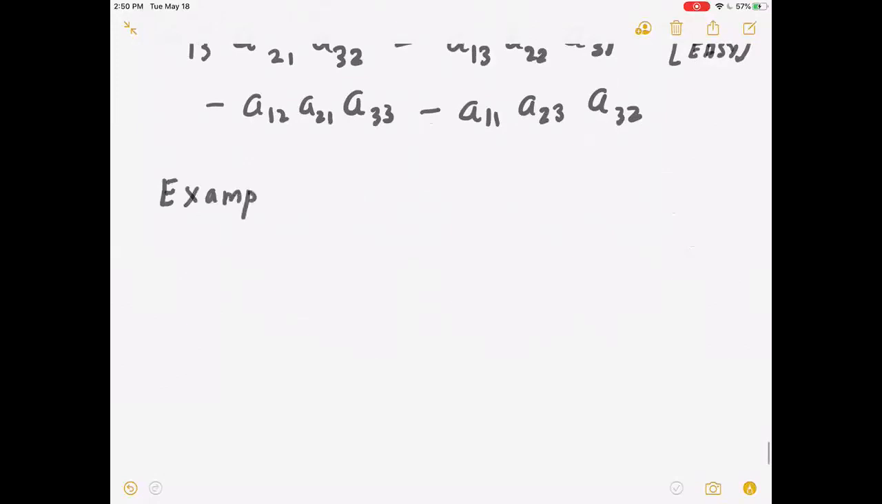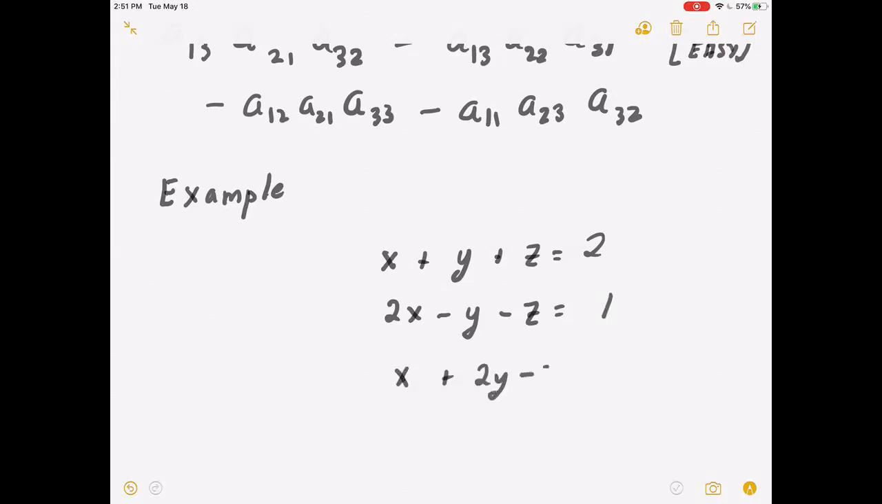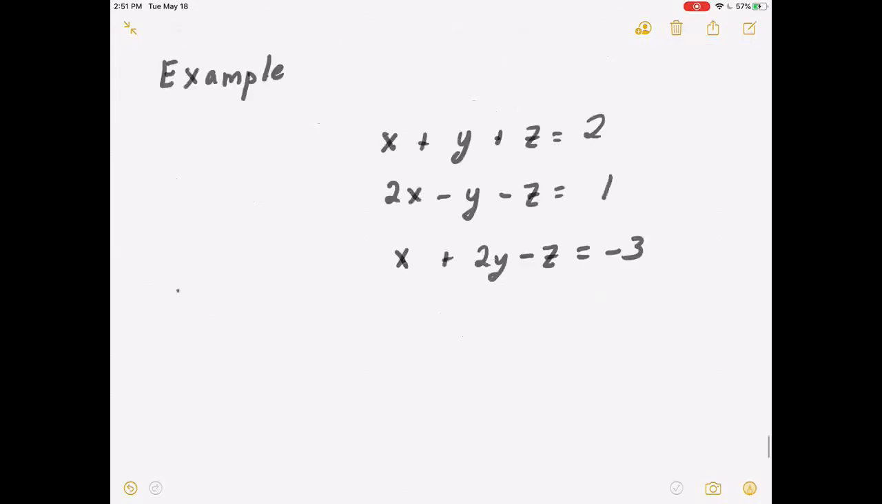Again, for a problem with 3 equations and 3 unknowns. So x plus y plus z equals 2. 2x minus y minus z equals 1. And x plus 2y minus z equals minus 3. And so we want to solve this using Cramer's rule.